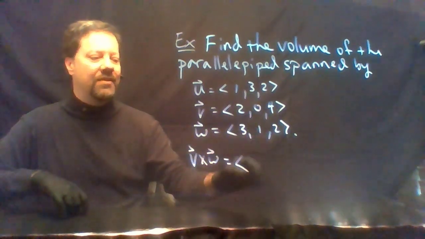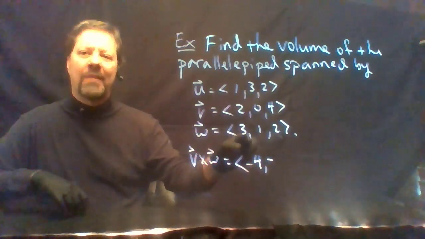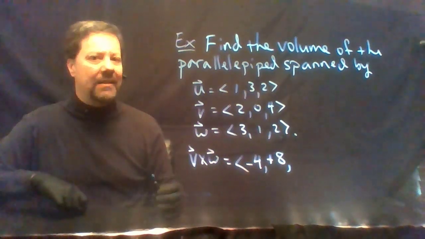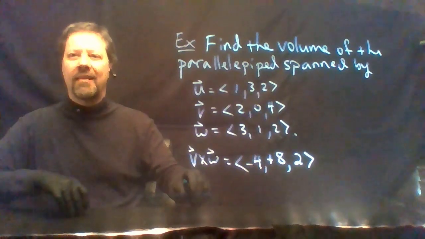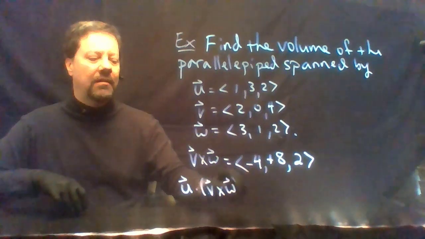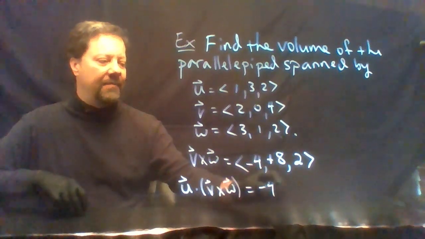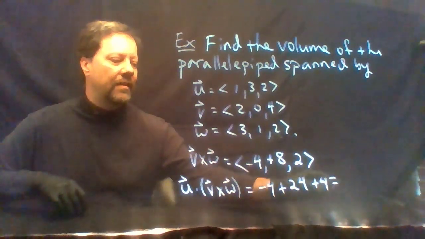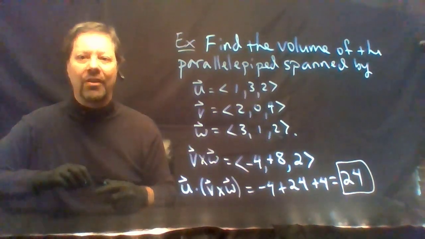It's 0 minus 4. Put a preemptive minus on the middle. 4 minus 12 is negative 8. So a negative negative 8 gives us a positive 8. And then 2 minus 0. If we then calculate the scalar triple product, we'll take 1 times negative 4, 3 times 8 is 24, and then 2 times 2 is 4, for a grand total of 24. Since that's already positive, that is the volume.